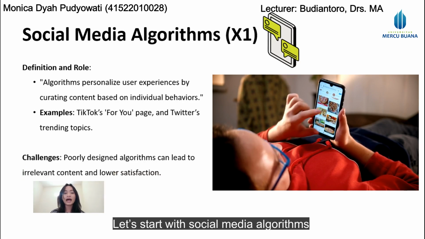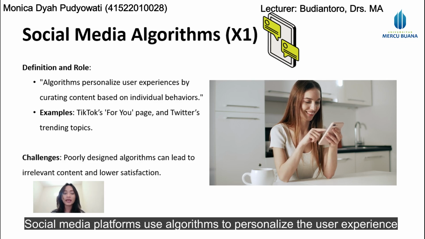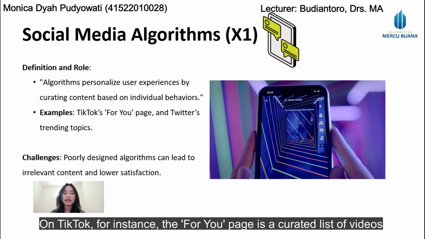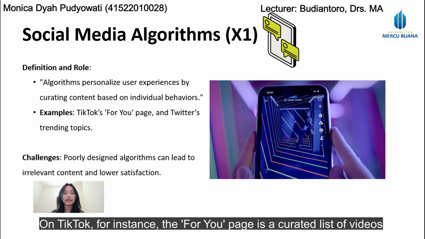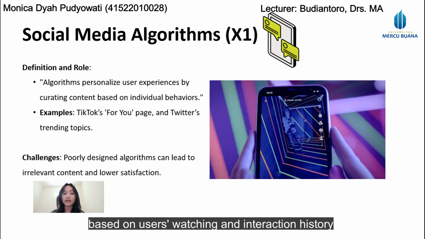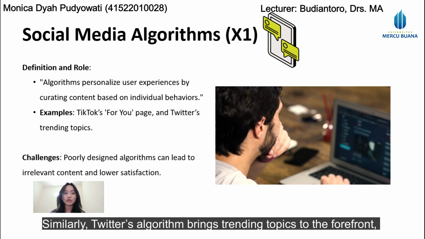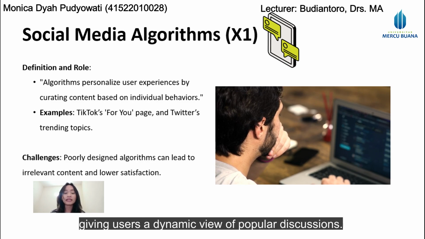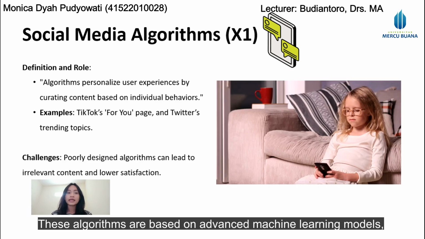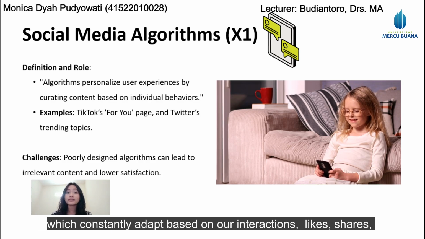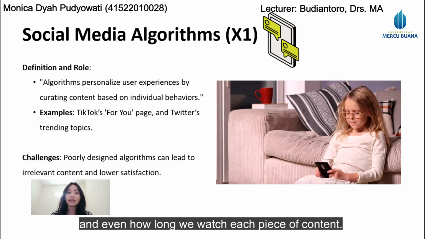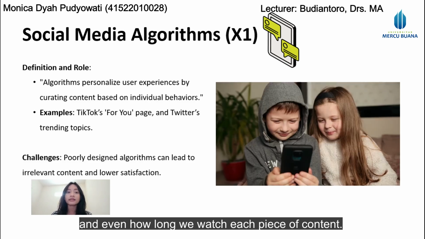Let's start with social media algorithms. Social media platforms use algorithms to personalize the user experience. On TikTok, for instance, the For You page is a curated list of videos based on users' watching and interaction history. Similarly, Twitter's algorithm brings trending topics to the forefront, giving users a dynamic view of popular discussions. These algorithms are based on advanced machine learning models, which constantly adapt based on our interactions, likes, shares, and even how long we watch each piece of content.